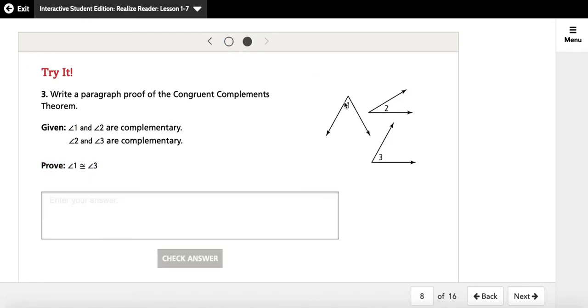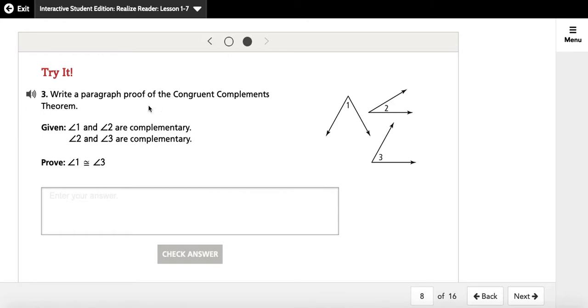In a similar way, they want you to write a paragraph proof of the congruent complements theorem. So this should be done exactly like the previous one. Maybe you can click pause and write it out, I suggest, just to see if you can remember what we just went through for the supplements theorem, and see how close you come to writing. It's going to be pretty much the same order.